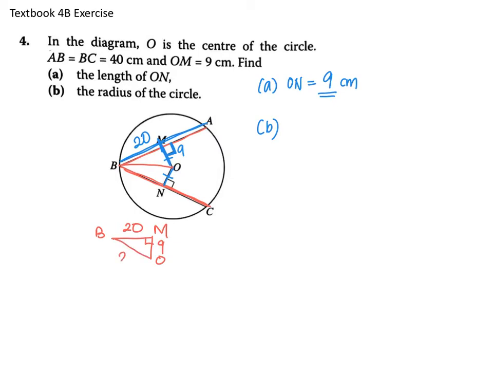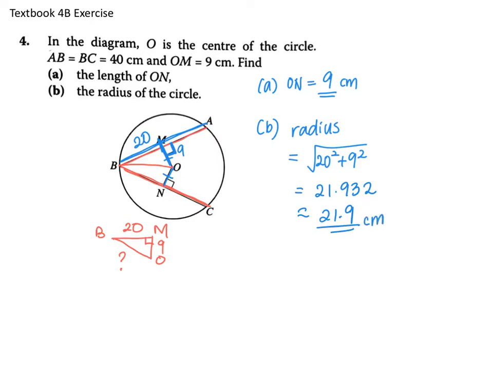And how can I find the radius of the circle? We can use the Pythagoras Theorem. Radius will be equal to the square root of 20 squared plus 9 squared. And that gives us 21.932 in 5 significant figures, and 21.9 correct to 3 significant figures, cm. Have you gotten the answer?